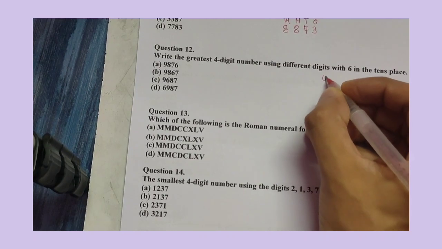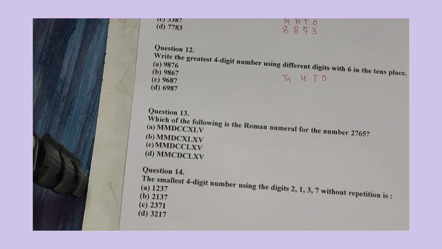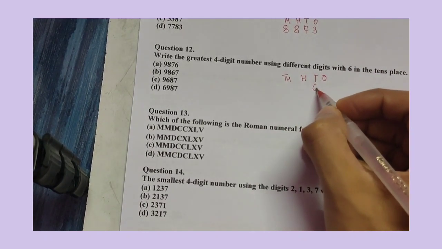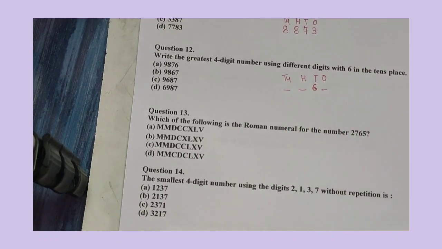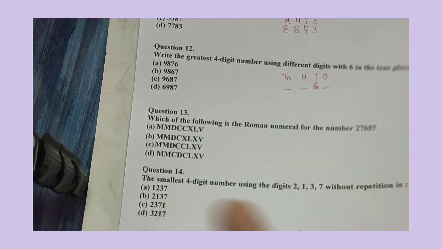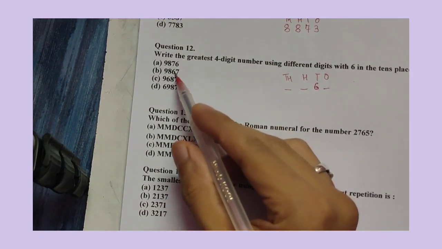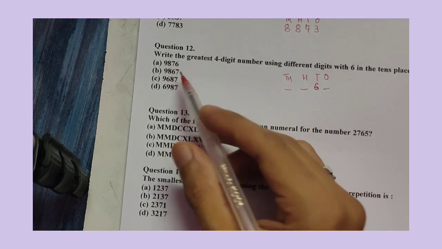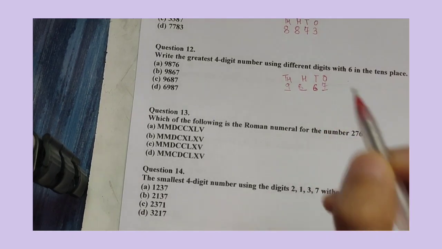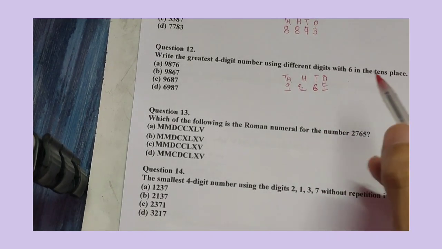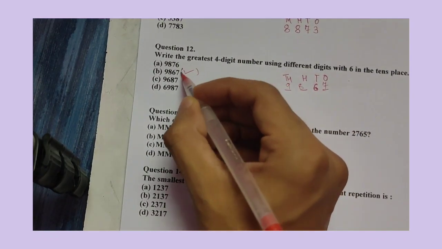Okay, so now ones, tens, 100 and 1000. Here we want 6. Rest of the number we don't know, but the condition is that at the 10th place 6 should be there. If we go through the options, only one option is such that 6 is at the 10th place. So if I write this here 9, 8 and 7, option B is the only one satisfying the condition for 6 in the 10th place. So option B will be the correct answer.